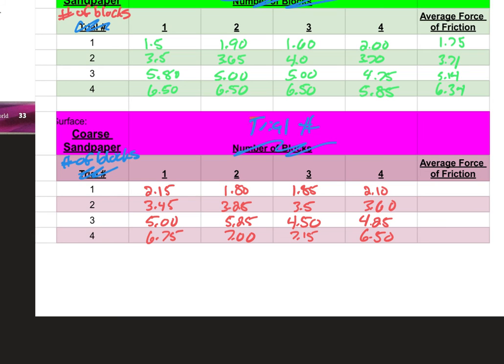together, and divide it by 4. So for one block, we got 1.98. For two blocks, we got 3.45. For three blocks, we got 4.75. And for four blocks, we got 6.50. So again, the same thing that we've seen on each of the trials thus far. And for each surface, as you increase the mass or you increase the load, again, notice what's happening to our force as we're increasing our load.